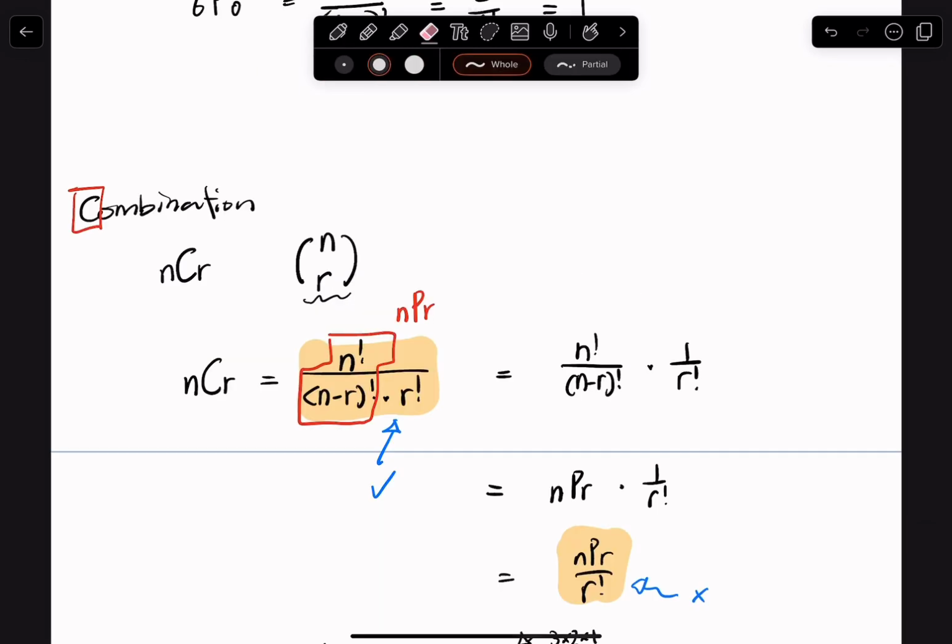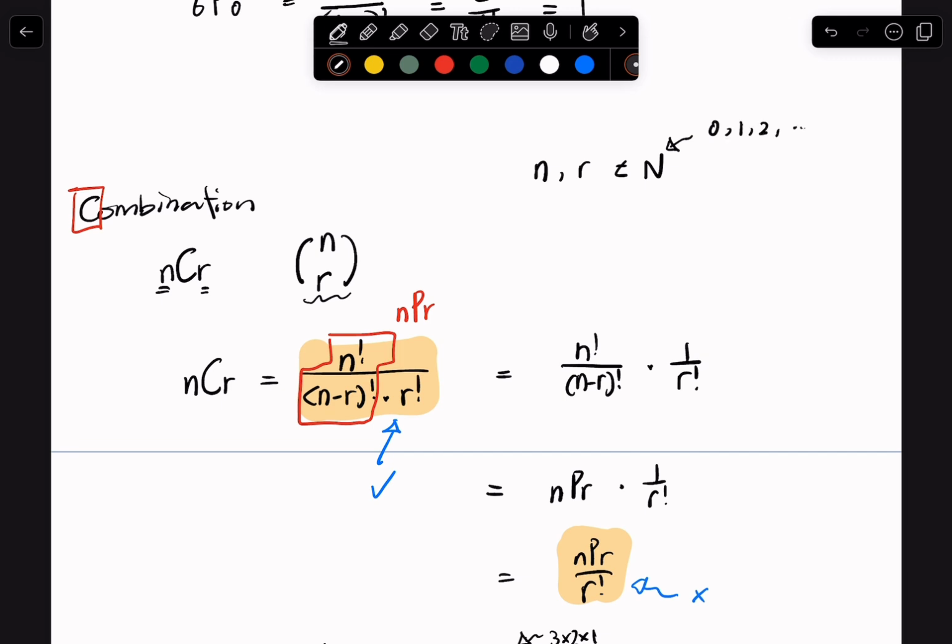Okay, one last thing about nCr I want to mention, which is the restrictions on the numbers n and r. The restriction is pretty easy. It's exactly the same as nPr, which means first, n and r have to be natural numbers. Again, in IB, natural numbers do include 0. So it'll be 0, 1, 2, 3, and so on. And also, we need to know that n is greater than or equal to r.